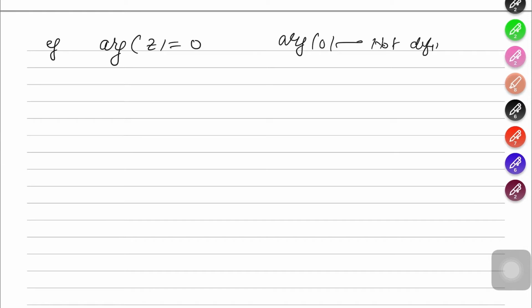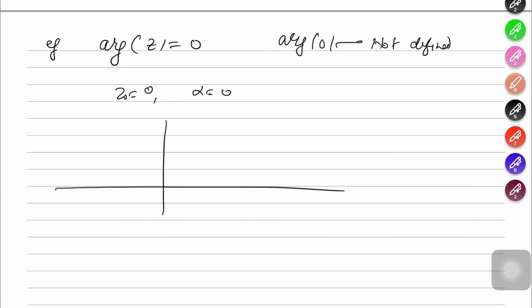Okay, just quickly some of the questions. If argument of z is equal to 0, see, this is defined. Mind it, argument of 0 is not defined. But here argument of z is equal to 0 is defined, so it clearly shows that z naught is equal to 0. So it means that z is equal to 0 and alpha is equal to 0. So z naught is equal to 0 means the ray will be emanating from the origin at angle alpha 0. So that means it moves like this along the positive direction of the x axis.